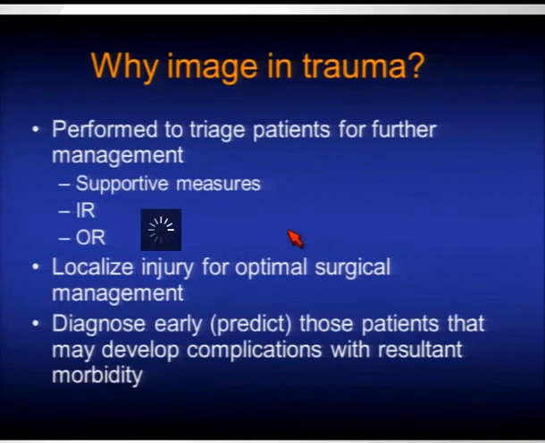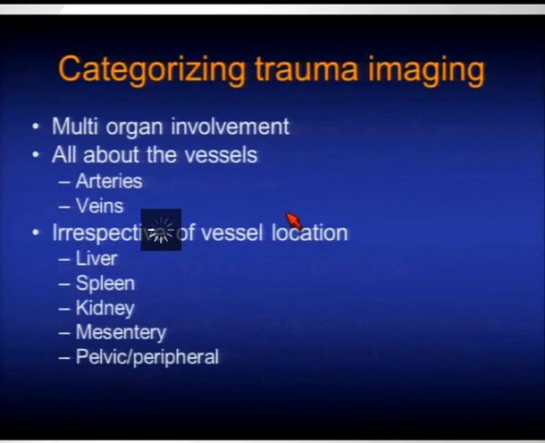Another thought process that I'd like you to consider in terms of imaging trauma: we conventionally think of this in terms of organ-based injury, such as liver injury, spleen injury, pancreatic injury, bowel injury, etc. But CTA, as Steve has just shown, really has taken over trauma imaging. And trauma imaging is now really all about the vessels.